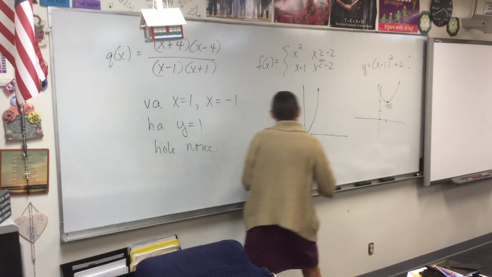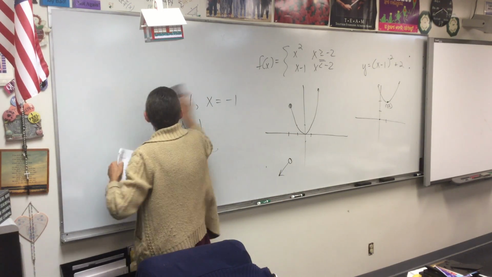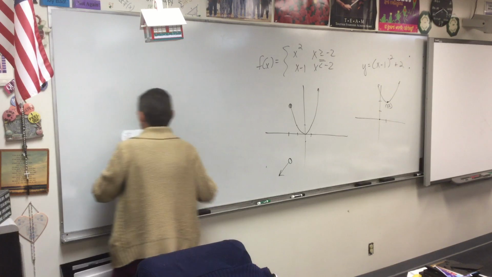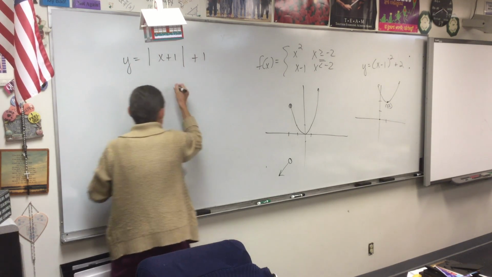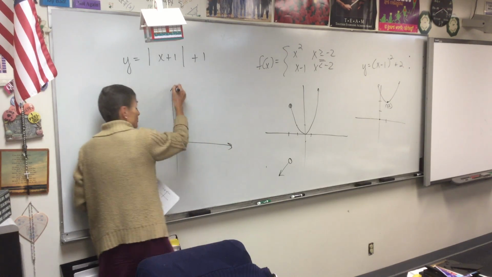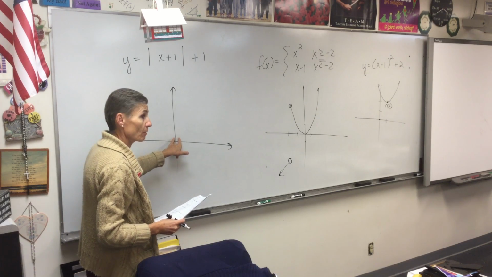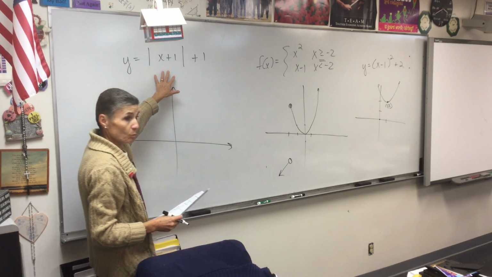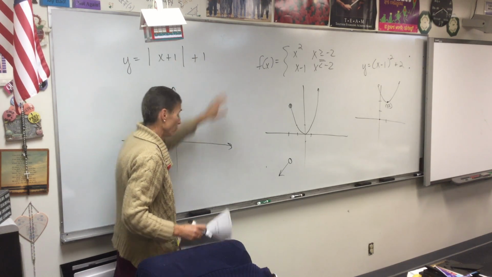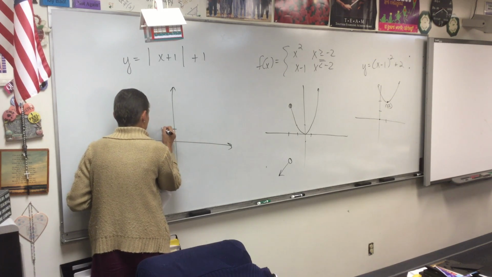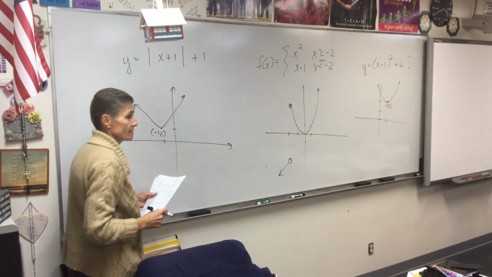All right. What's the shape of letter C? It's a V. And the normal V would be coming out right here, right? But not this one. What's happened to this V? Left 1, up 1. So this V, left 1, up 1, looks like this.